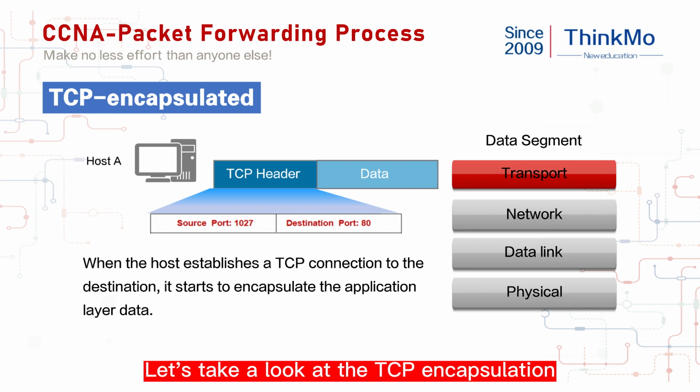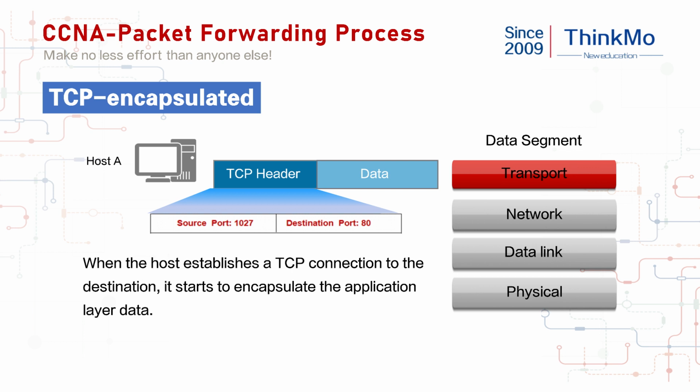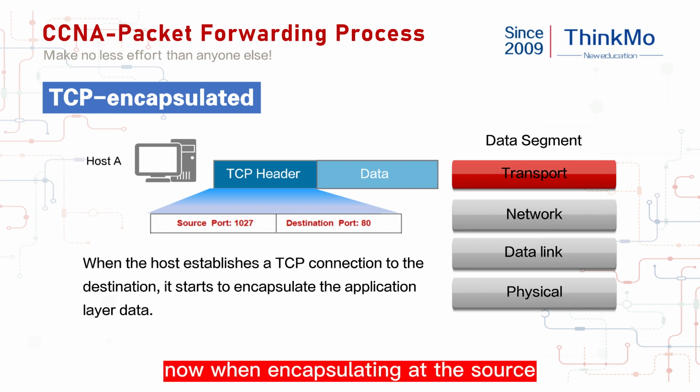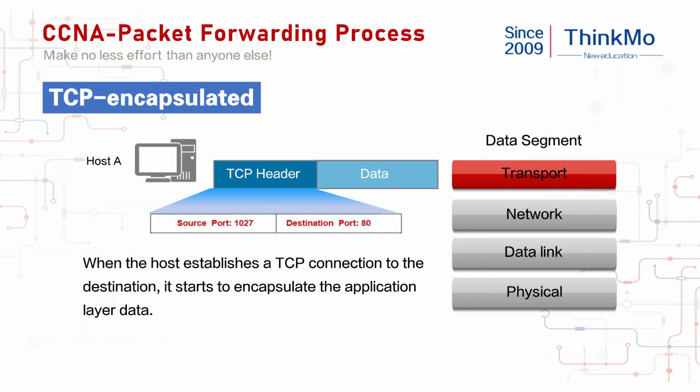Let's take a look at TCP encapsulation. Now, when encapsulating at the source, access port 80 of the peer. If the peer I want to access is Google, I'm going to go to Google's web service. Layer 4 encapsulation.